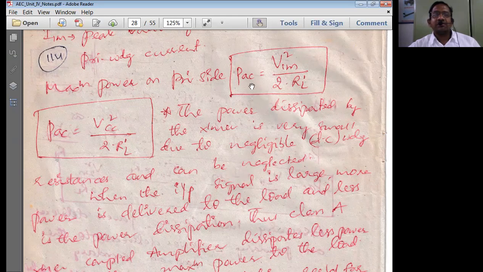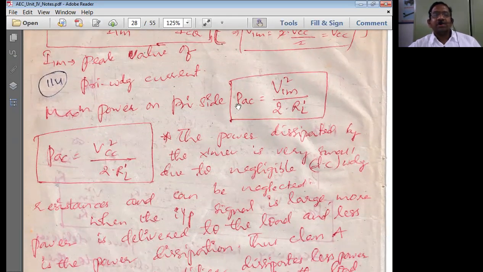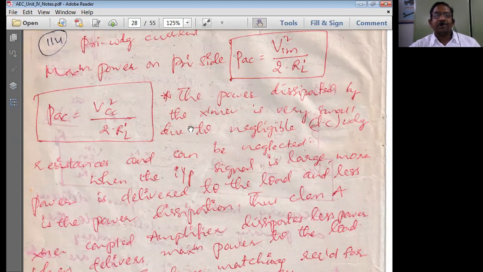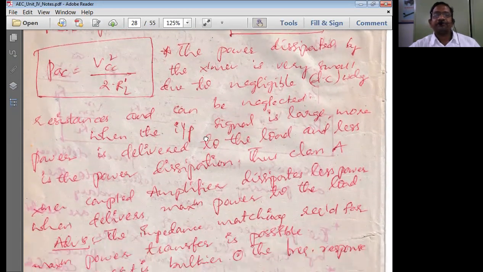Similarly, I can write for the primary winding current as well. Next, finally, the output power I can write as equal to what? Same as the previous formula that we have got, V1M square by 2 into RL dash. So that is the basic equation we can write for the output power.